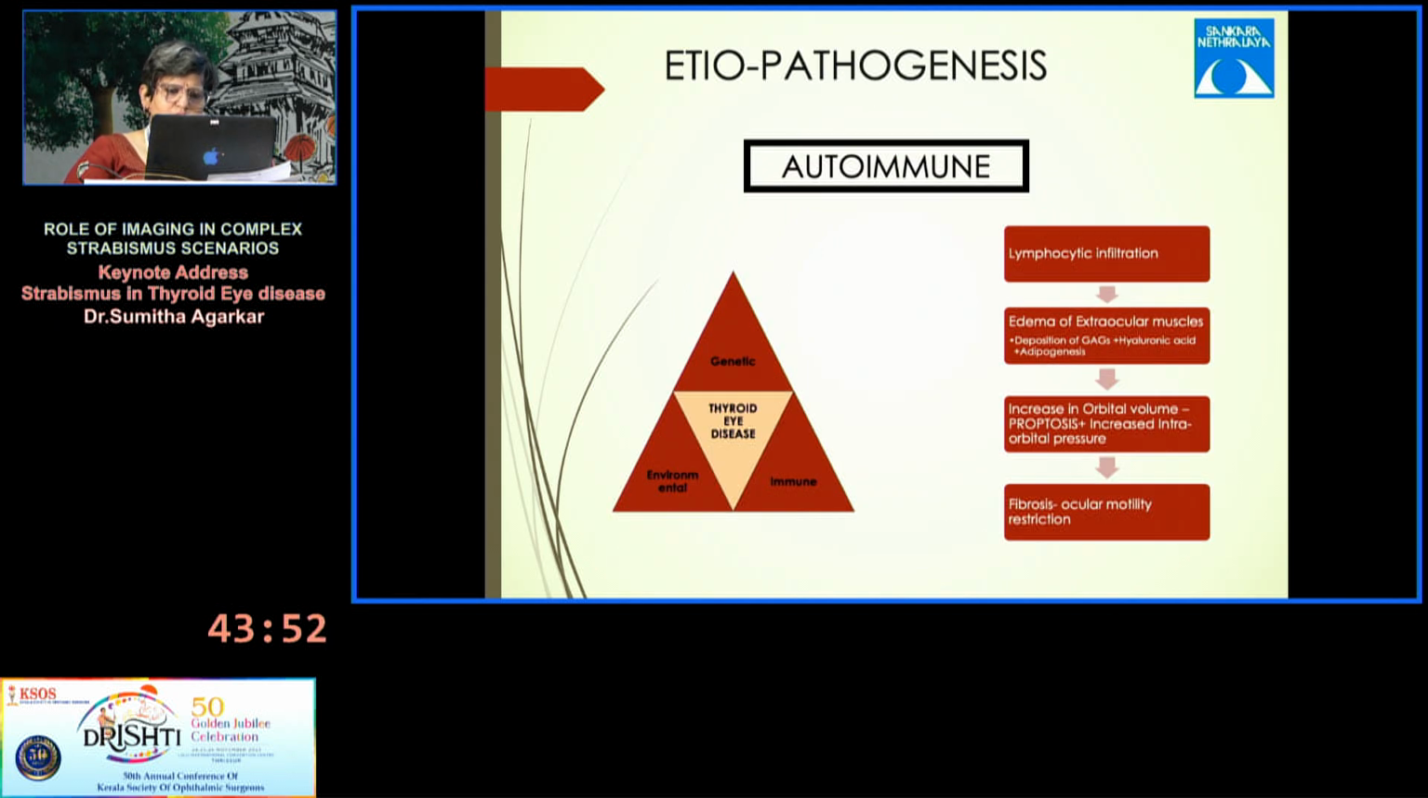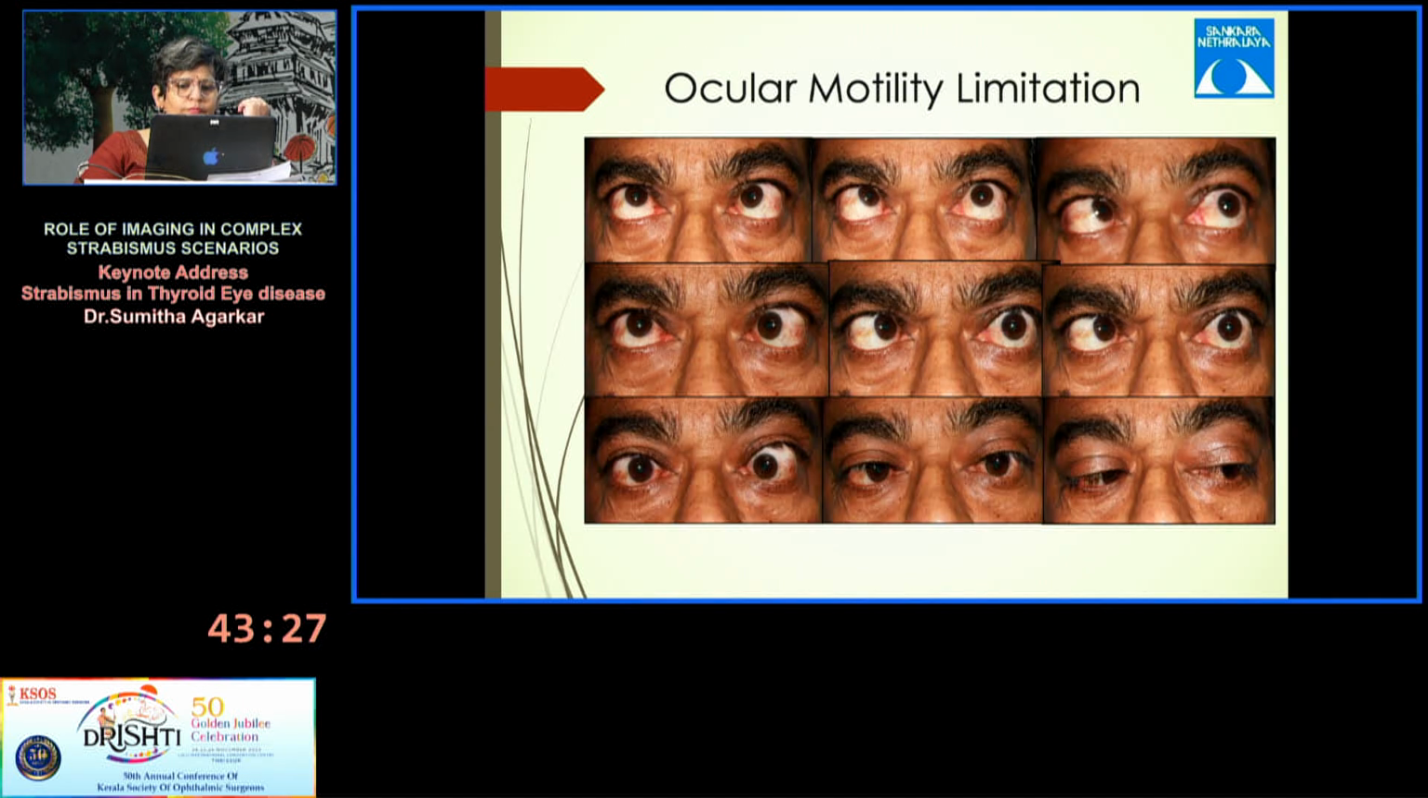So basically it's an autoimmune disease, as we all know, and leads to lymphocytic infiltration, edema, and then increased orbital volume, proptosis, and increased intraorbital pressure, and ultimately at some stage leading to fibrosis and restrictive strabismus. It is also influenced by genetic and environmental factors, genetic factors like family history and environmental factors like smoking.